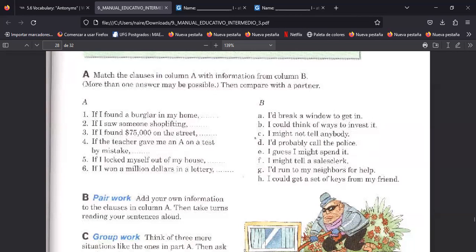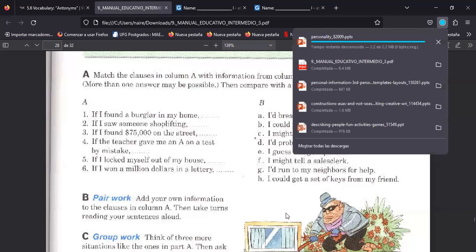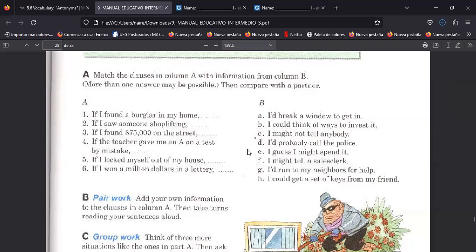If I found a burglar in my home. Okay, guys, you can type your answers or you can open your microphone and tell us. So what will you do? What is the meaning of burglar? A thief. Someone trying to steal some things from your house. If you found a burglar in your house, what will you do? That's a burglar, like a ladrón. So if I found a burglar in my house, which could be one of the answers, guys?